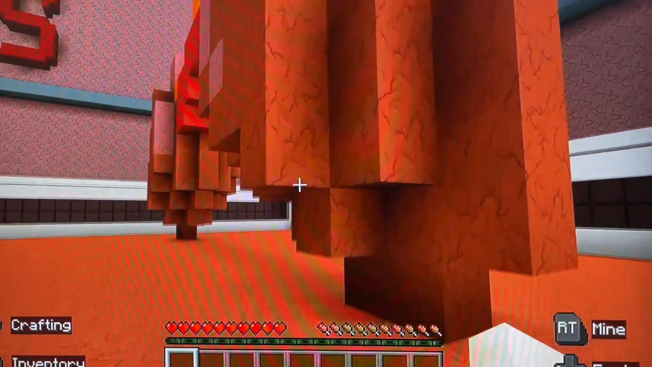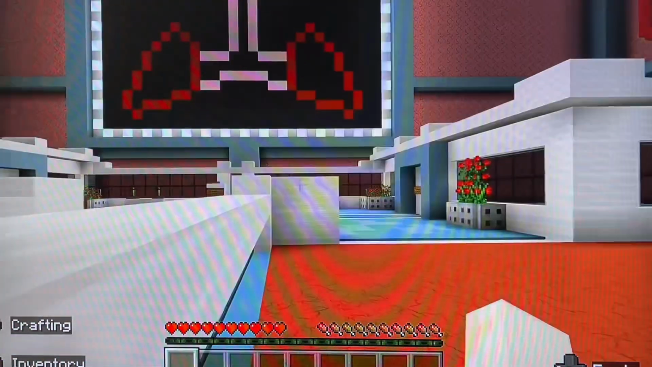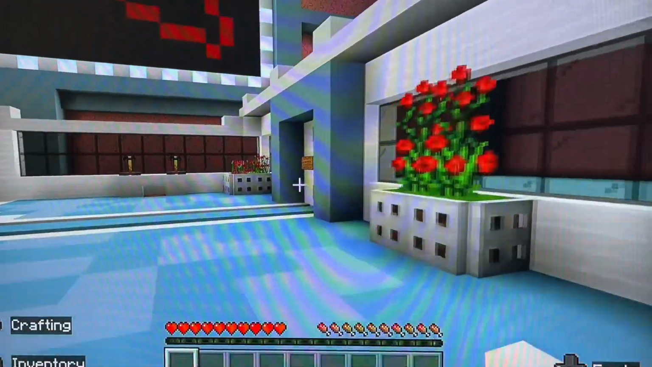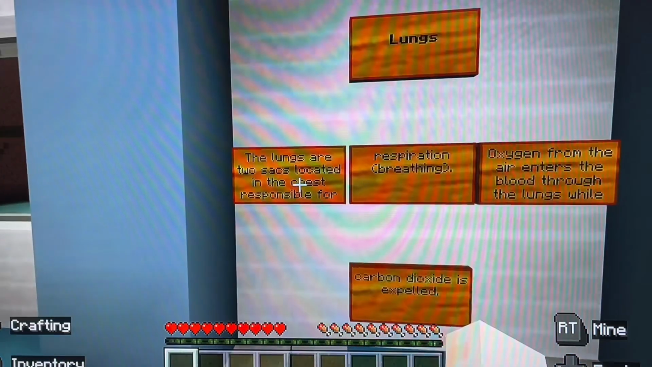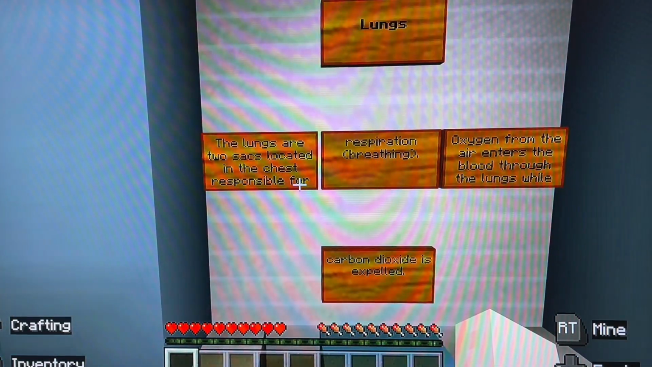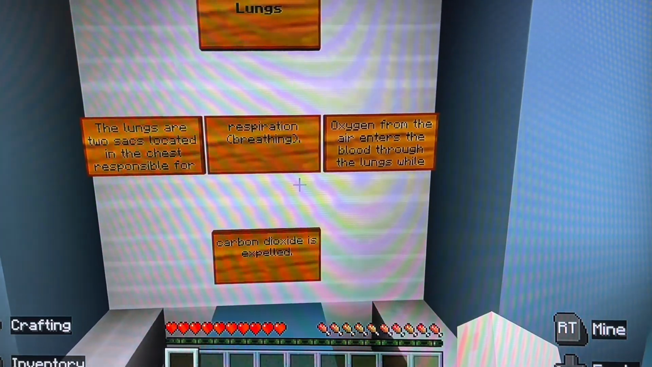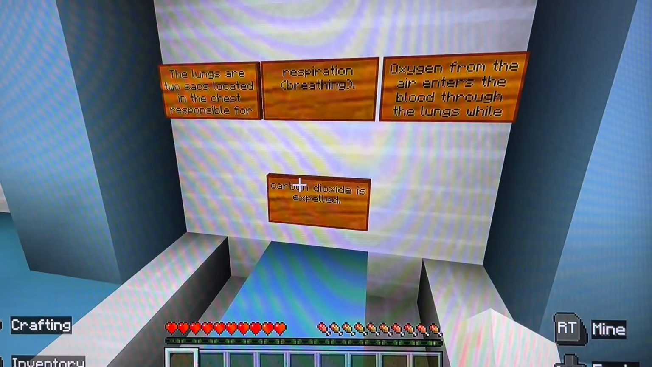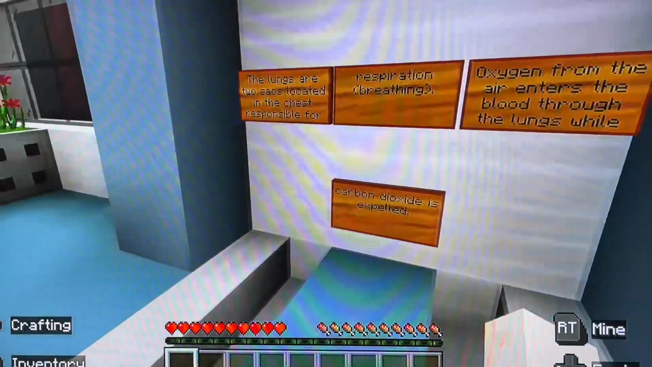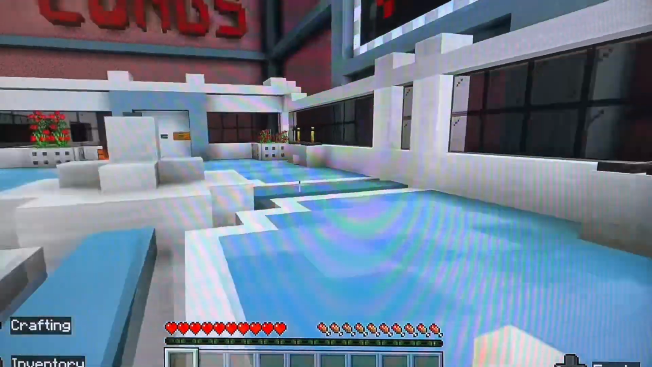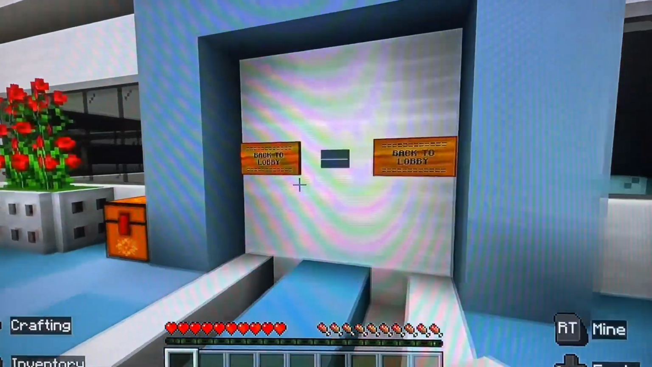I'll show you from different angles. And the information here. So basically two sacs located in the chest. It's for respiration. Okay, so we expel carbon dioxide and we consume the oxygen. Okay, and back to the lobby to see what we have next.